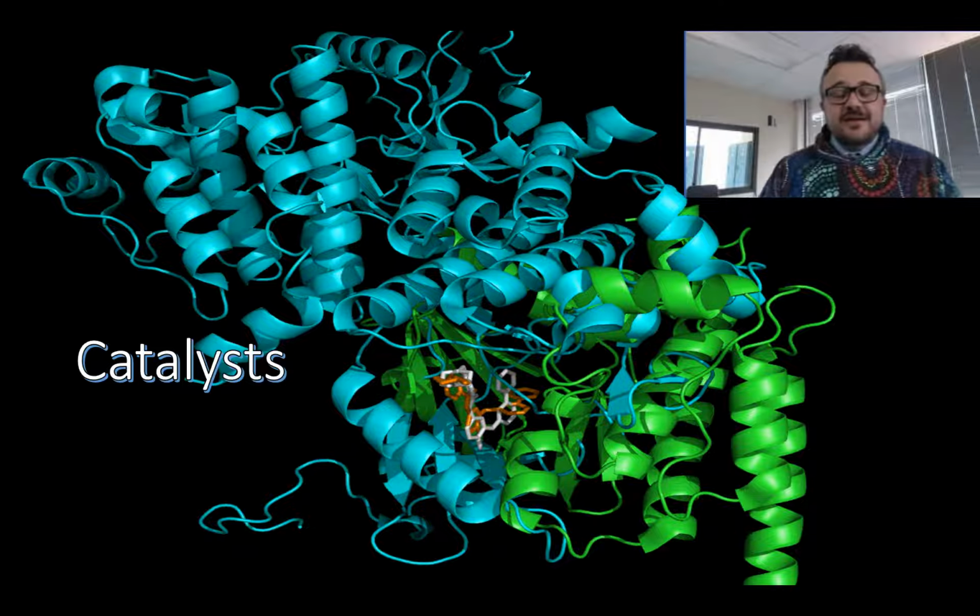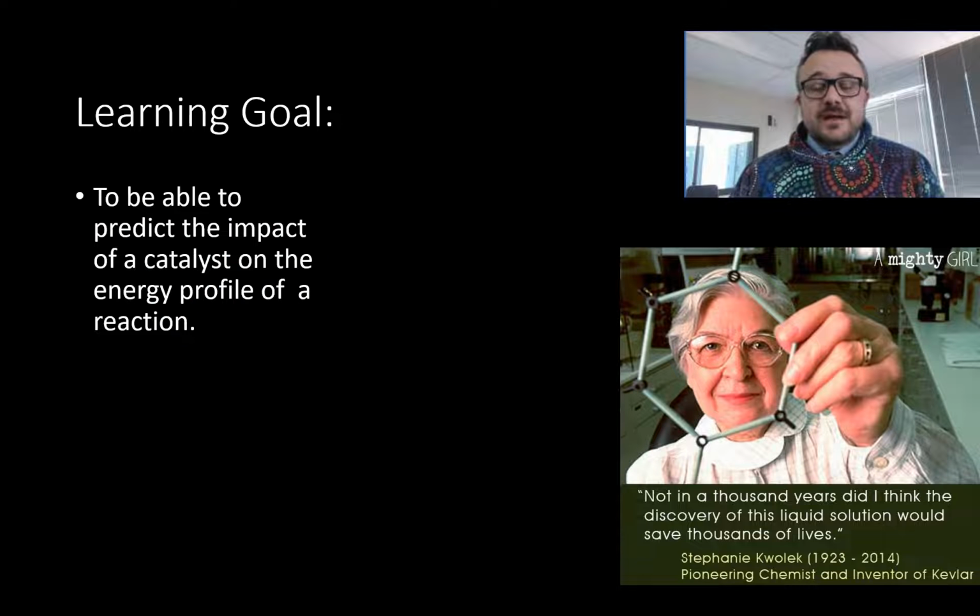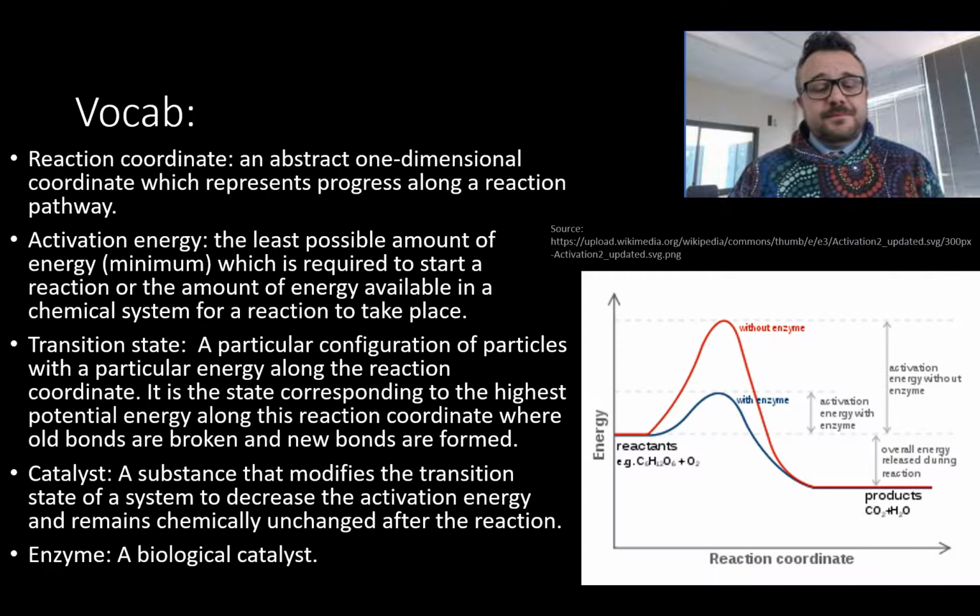So chemists, today we're going to talk about catalysts. Now, our learning goal here is to be able to predict the impact of a catalyst on the energy profile of a reaction. We're also going to talk a bit about, with an example, catalysts in biology and industry.